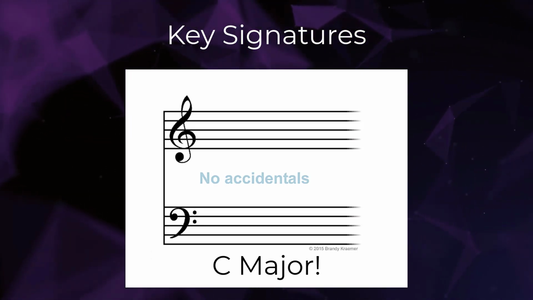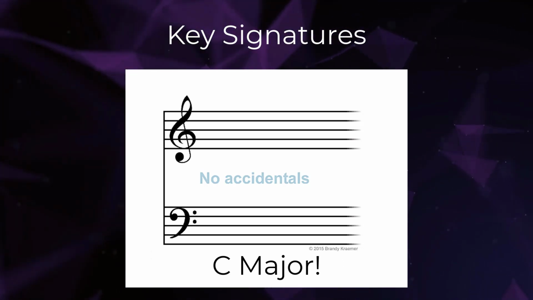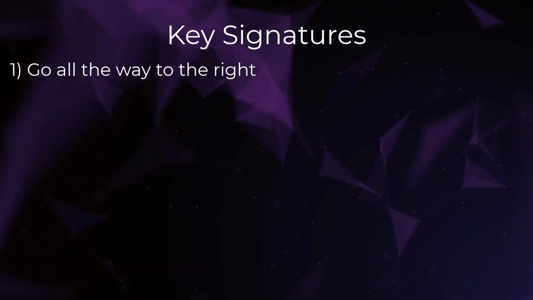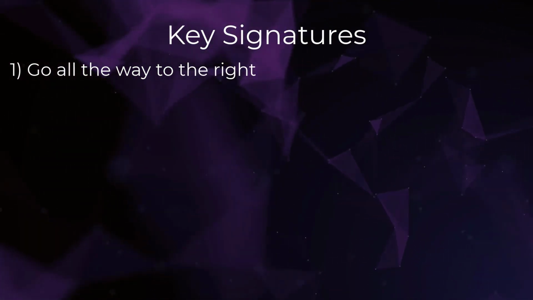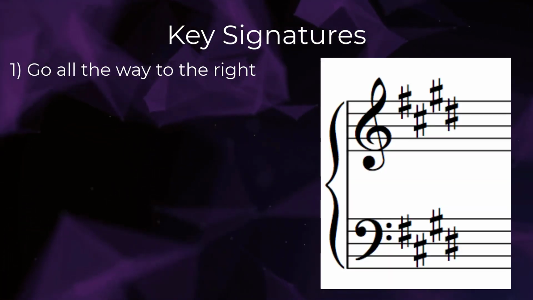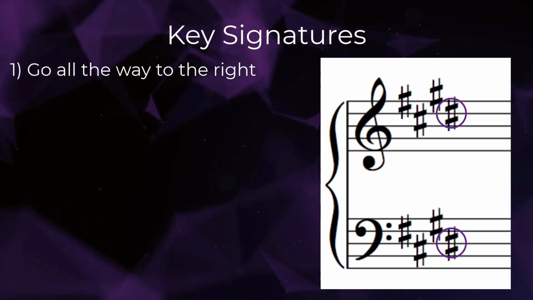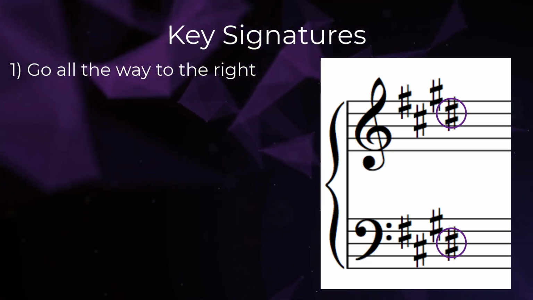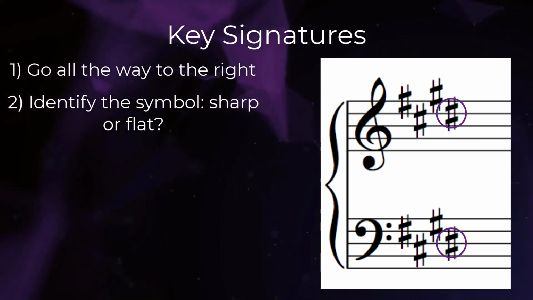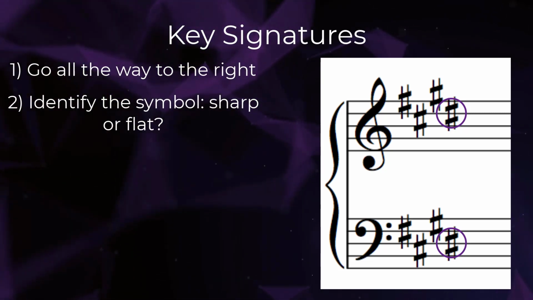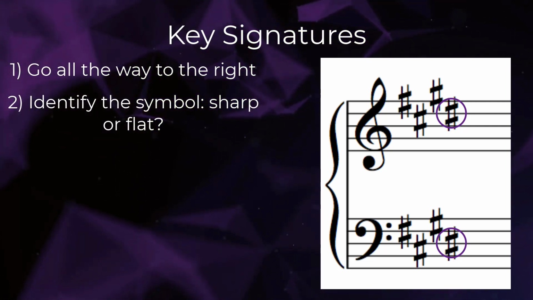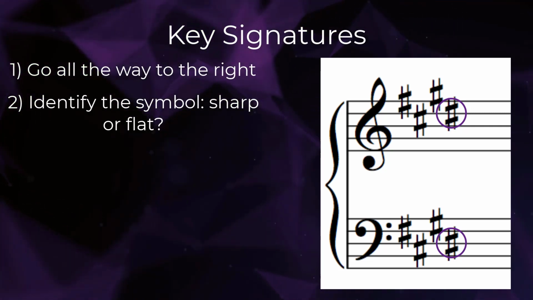To discern all other key signatures, follow these steps. First, go all the way to the right in the key signature, so you are looking for the rightmost symbol in that key signature. Here we have 4 symbols, so we go to this one here. Way to go! 1 step down. Step 2. Identify what type of symbol you're dealing with. Is this sharps or flats? Here we have sharps.